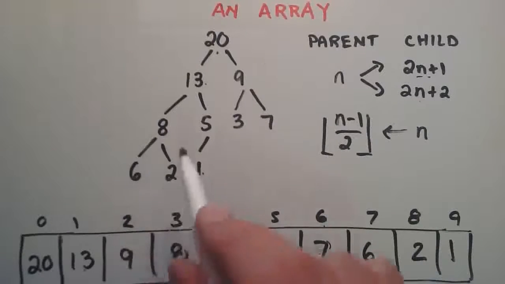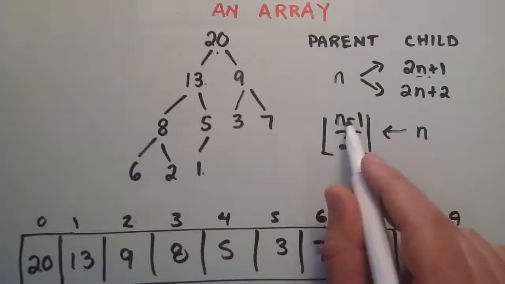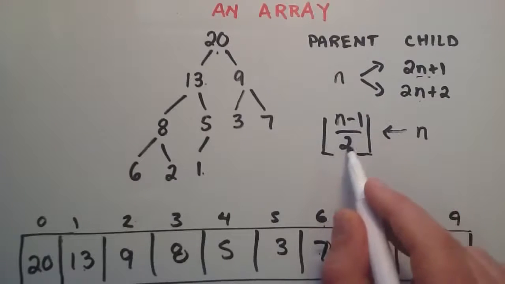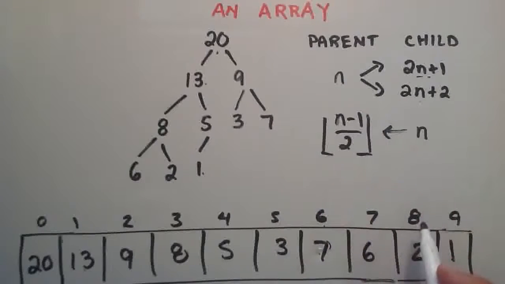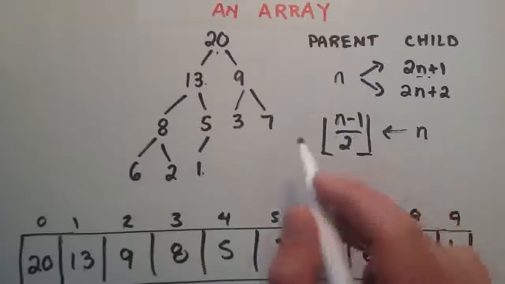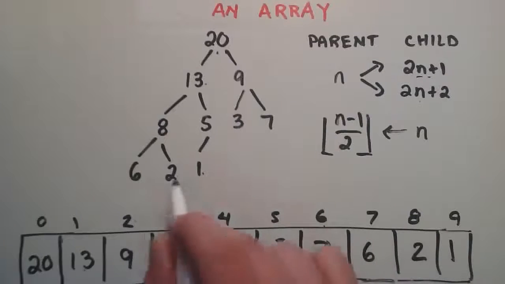And we can also look at this one right here, 2, which is located in index 8, and so we plug our index 8 in here. 8 minus 1 is going to be 7, 7 divided by 2 is 3.5, we take the floor of that number, which becomes 3. We ended up with 3 as our result when we plugged in the value 8. So the value in index 8 is the child of the value in index 3. So 2 is the child of 8, just like we see in our graph here.